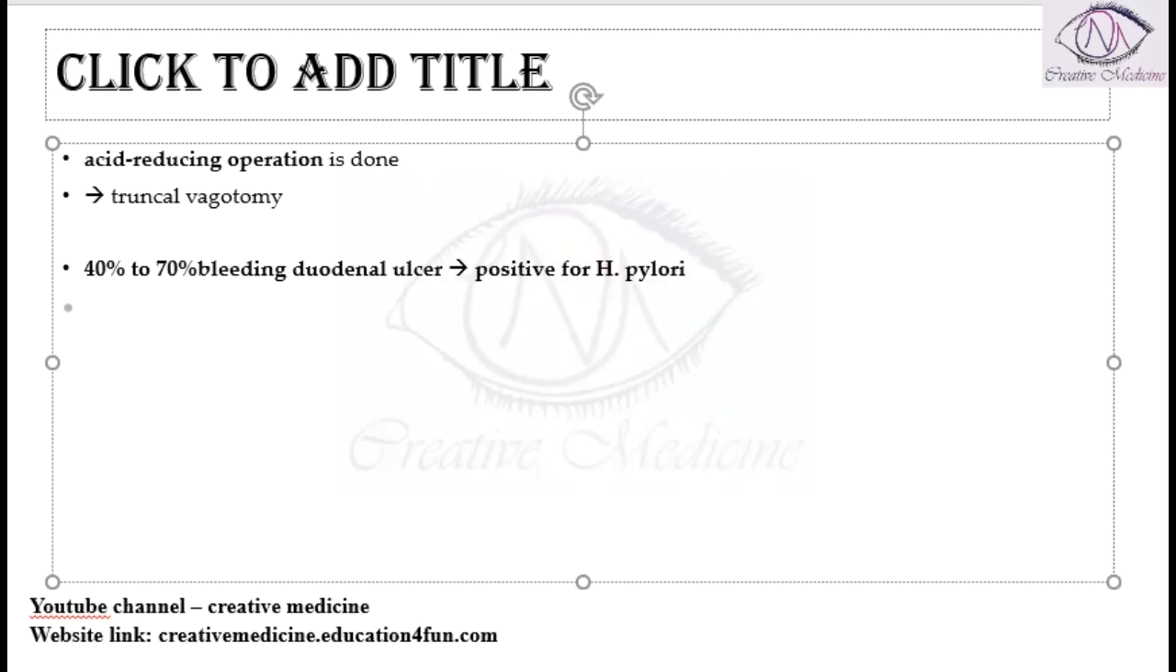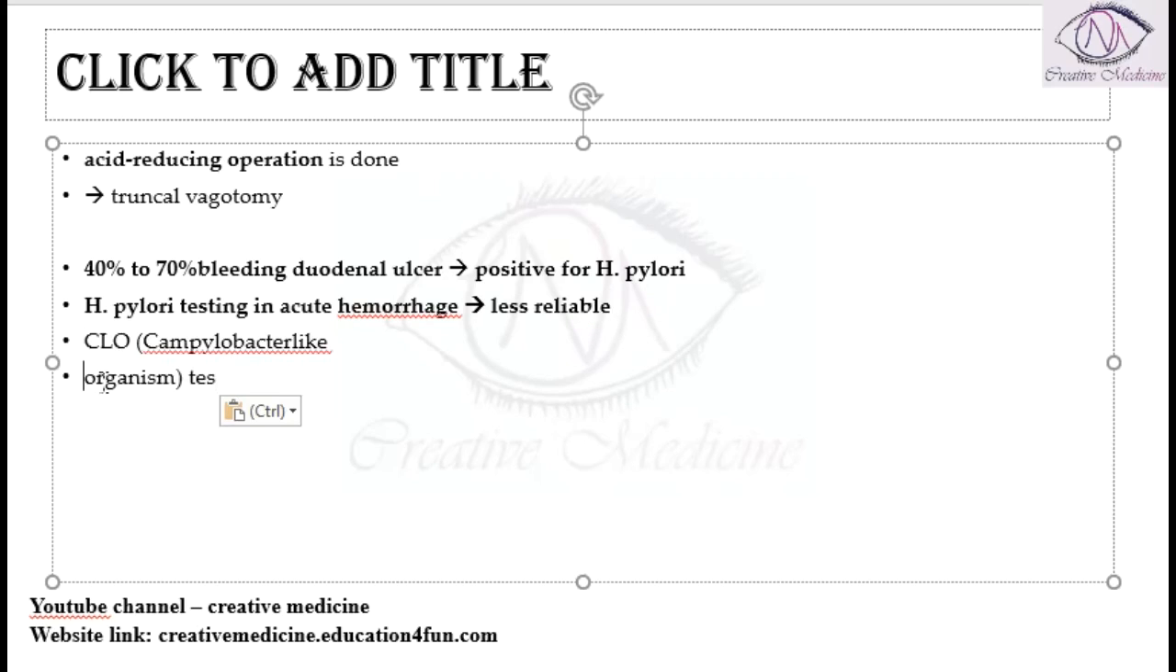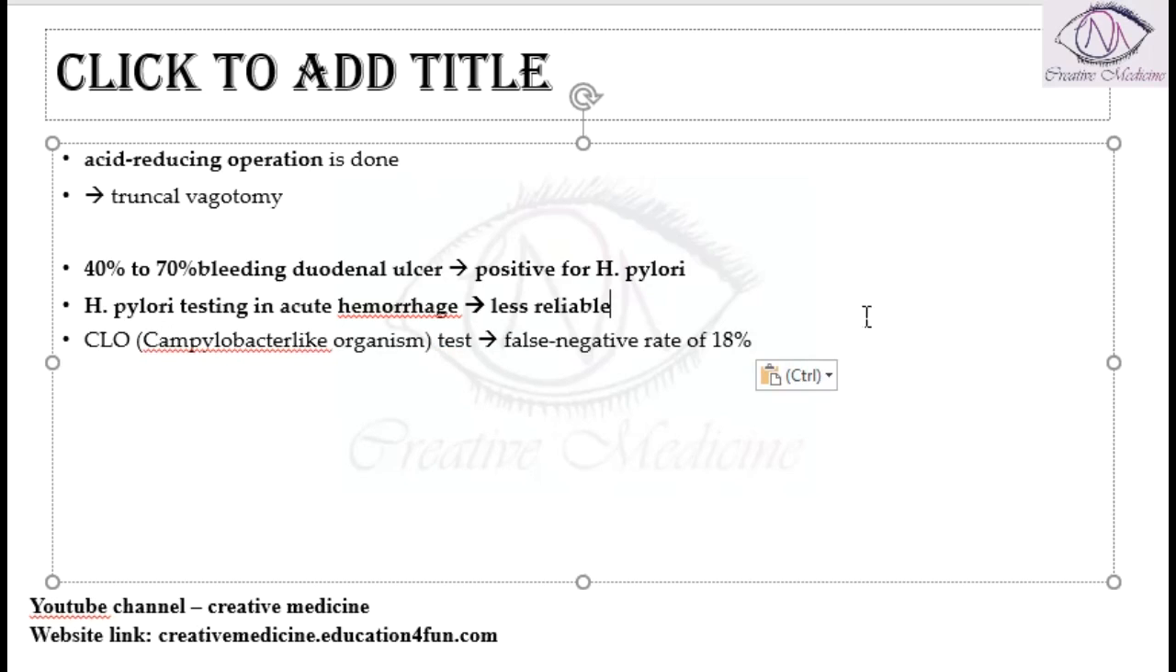Then H. pylori testing, if you have done an H. pylori test in acute hemorrhage, when the patient is having bleeding, this is not reliable, because obviously the patient is bleeding, so you cannot easily identify the organism. Even with the Campylobacter-like organism test, which is the CLO test, some false negative results are also seen. False negative rates of around 18% are seen if the patient is bleeding.